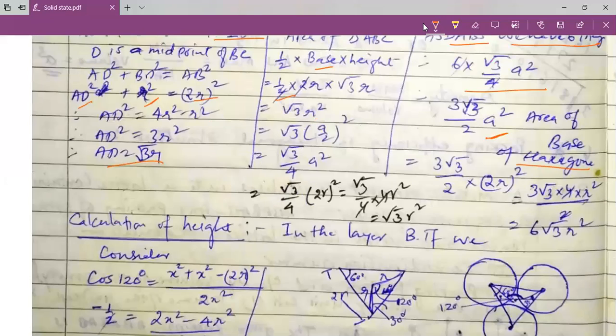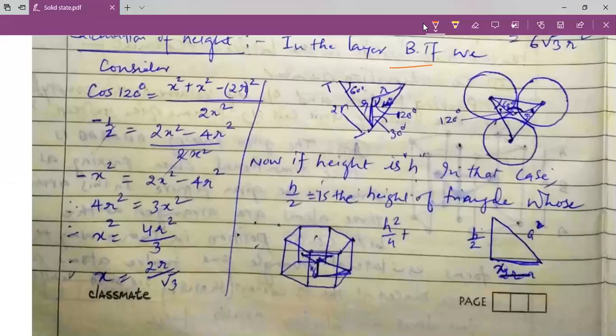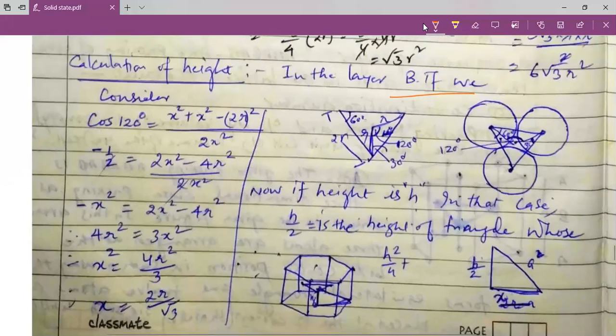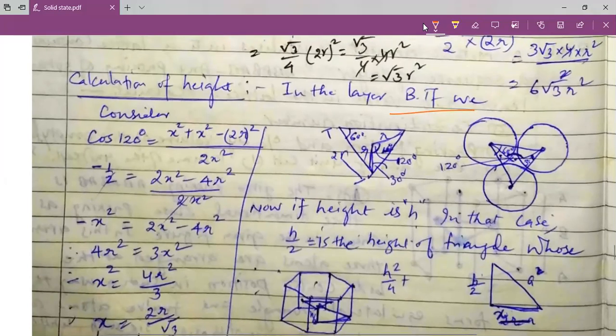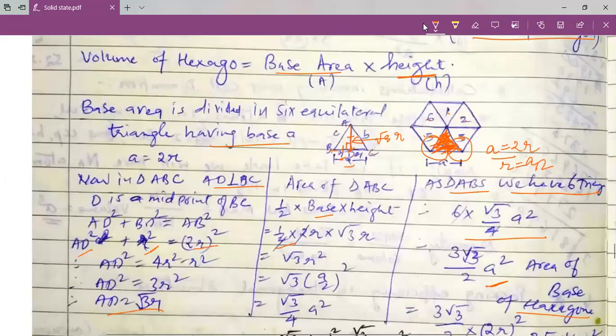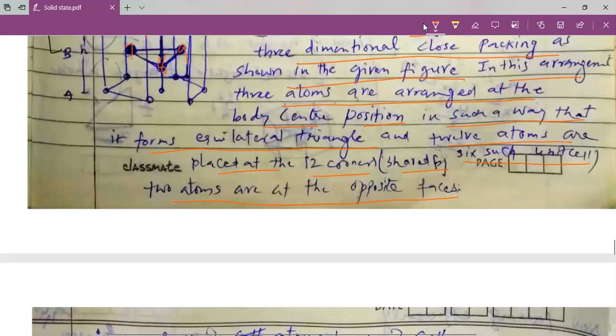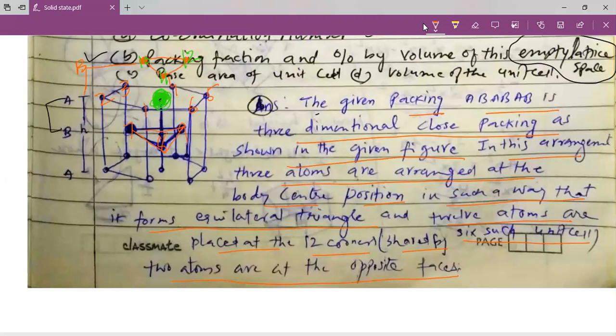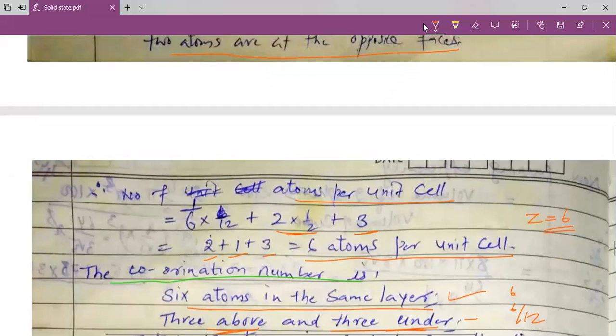Now, my dear students, we want to calculate the height. So to calculate the height, in the layer B, we want to calculate the height. So in the layer B, or if we consider, you can see this layer B I am talking about. Please pay attention. This is the layer B I am talking about, dear student. Now in this layer B, let us study about it.